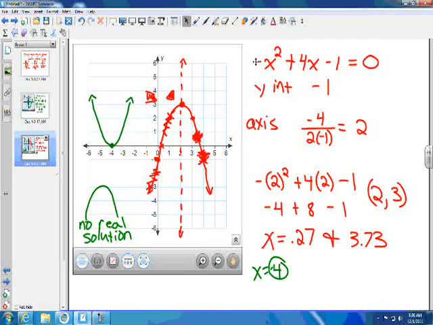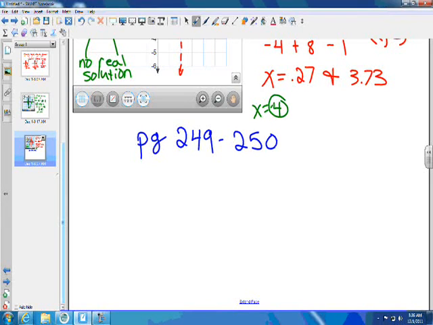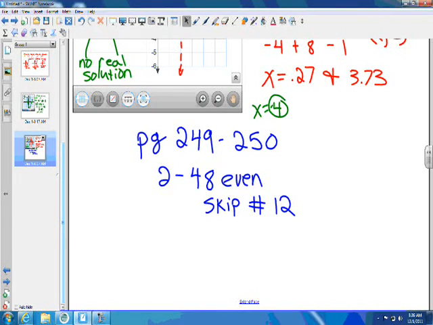For homework, two through 28 even, on pages 49 and 250. You may skip number 12. Not 12 problems, just number 12.